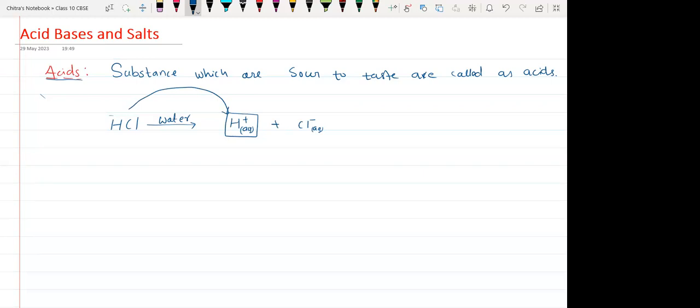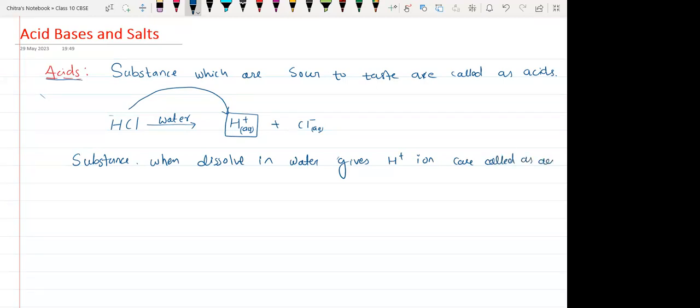So I'm writing the next definition here. A substance which, when dissolved in water, gives H positive ion is called an acid. Or you can say acids, when dissolved in water, produce H positive ion.